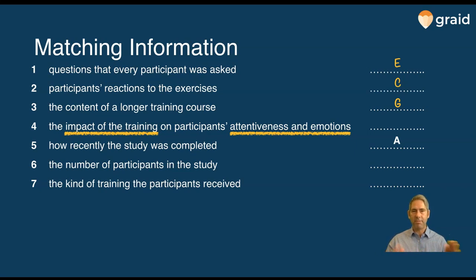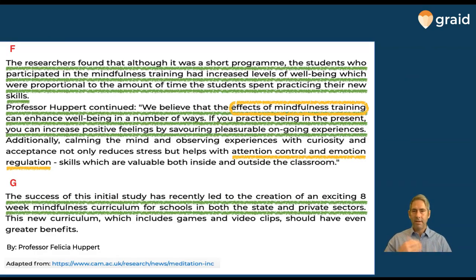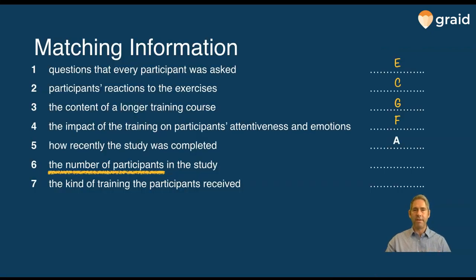Now, perhaps number 4 might be easier because I've underlined the words attentiveness and emotions in relation to the impact of the training. So hopefully, words like attentiveness and emotions are easier to scan for. In fact, in section F, we can see attention and emotions, so different parts of speech. But then, in relation to the effects of mindfulness training, clearly that information is in section F. Section A has been done for us.